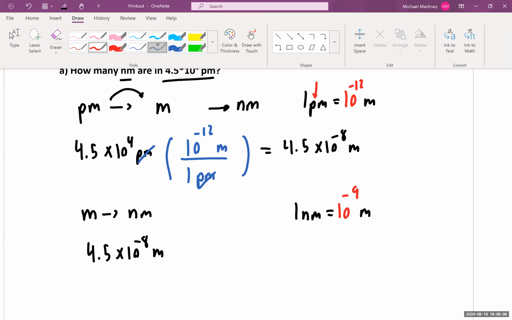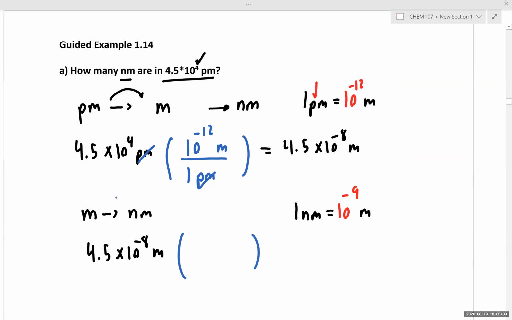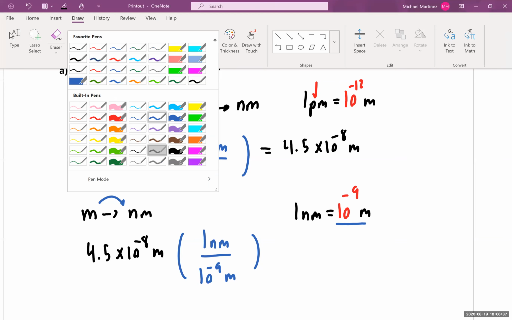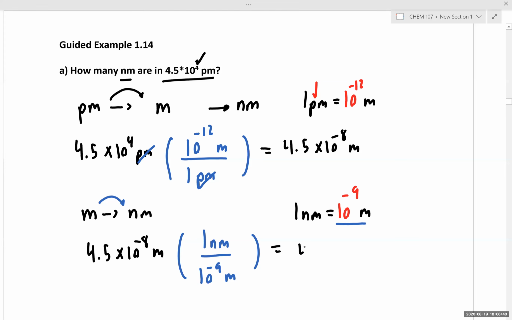Okay, so now that we have this ratio established, if we're going to nanometers, what units go on top? Yep, so we'd want nanometers on top. So 1 nanometer, and then we're going from meters, so we put our meters on the bottom. So we have 10 to the negative 9th meters on the bottom. So then that gives us 4.5 times 10 to the first nanometers.